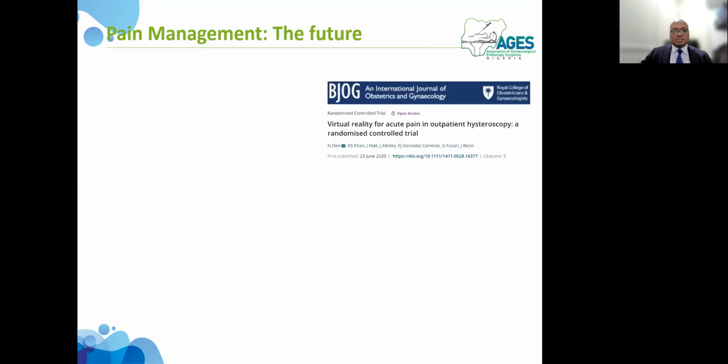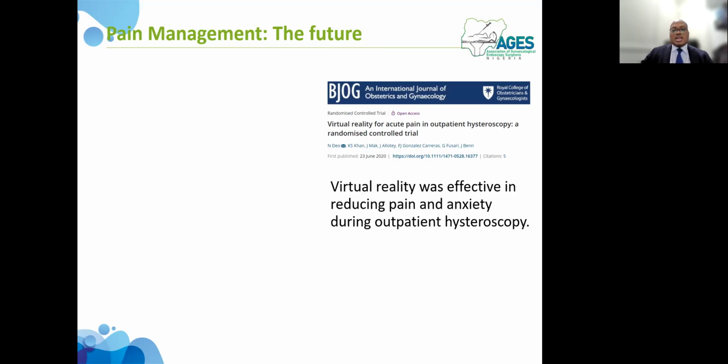The future of pain management has been demonstrated in the recent randomized control trial and published in the BJOG using a virtual reality immersion device. This was performed in about 40 patients, and it has shown an effective outcome in reducing pain and anxiety during the outpatient setting. However, there still needs for further evaluation to explore the wider potential of the virtual reality in the ambulatory setting.